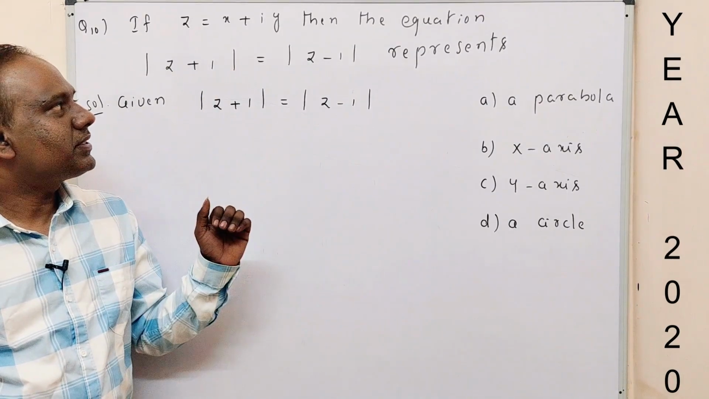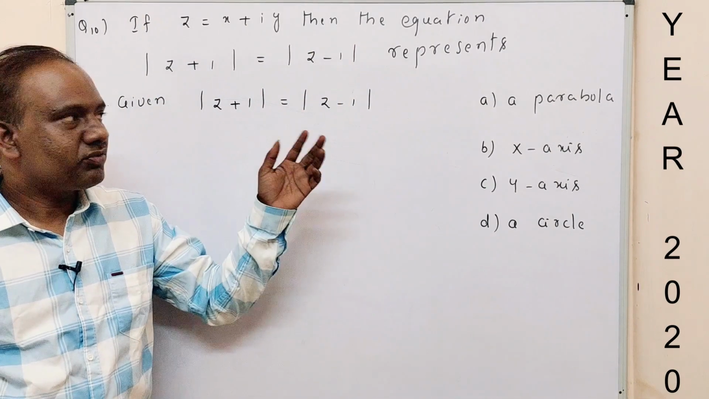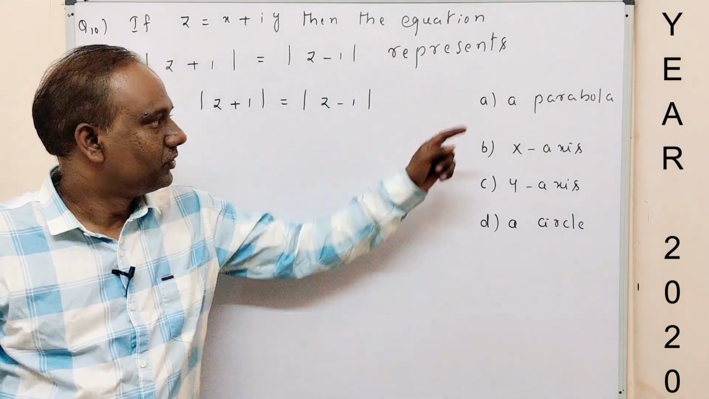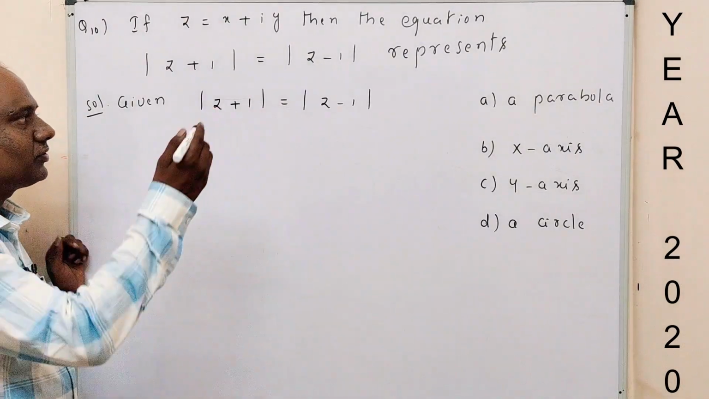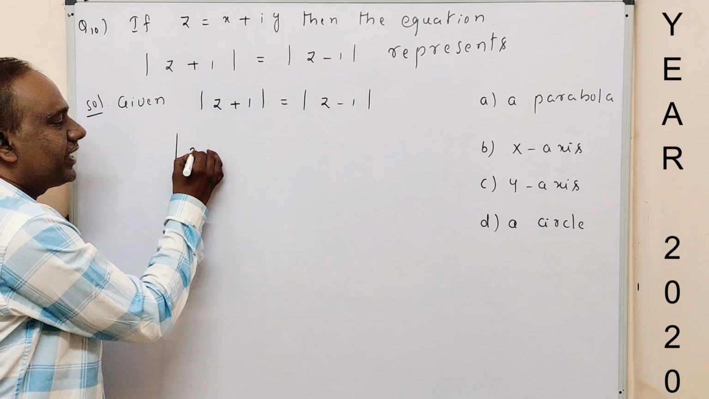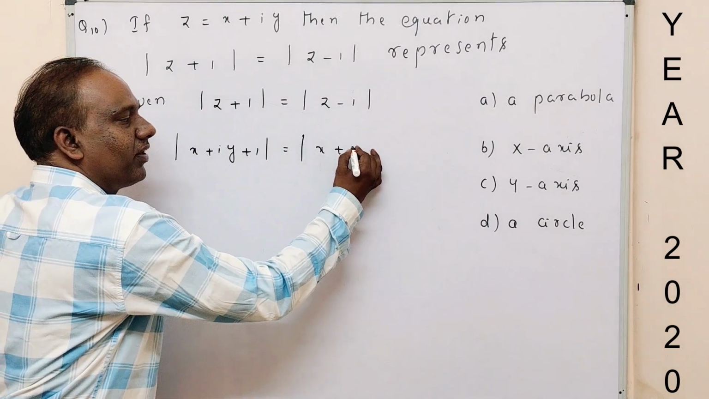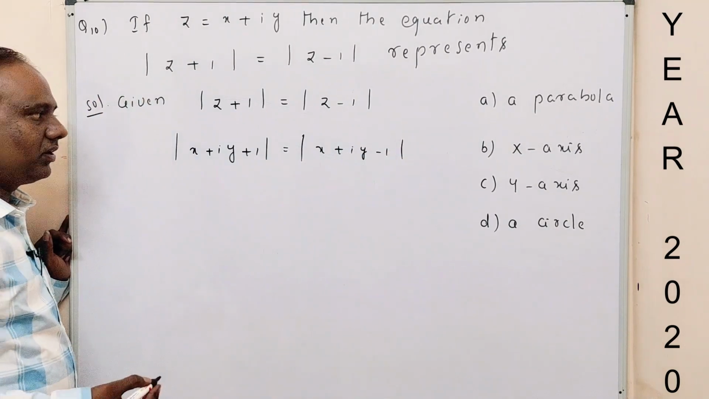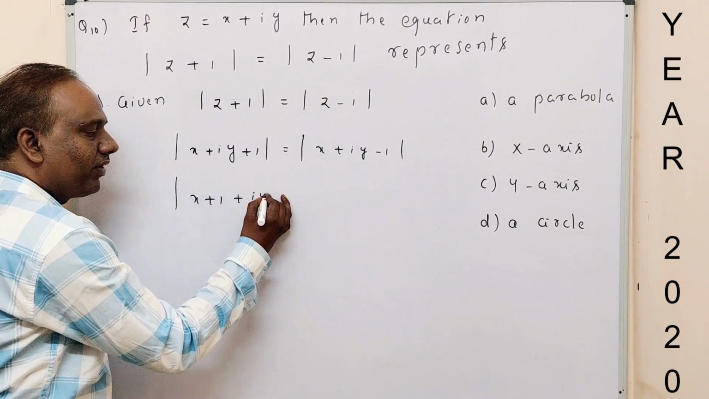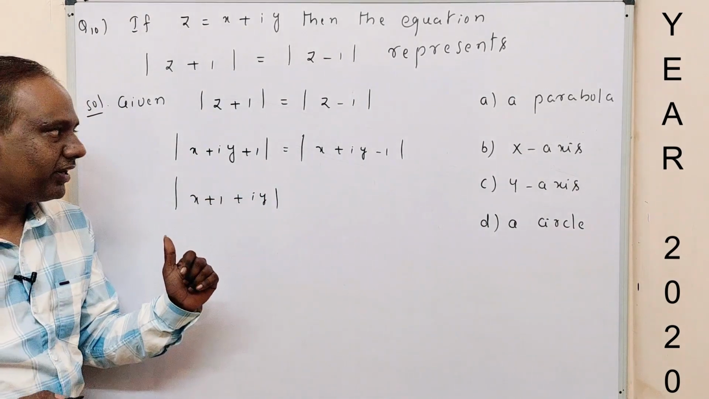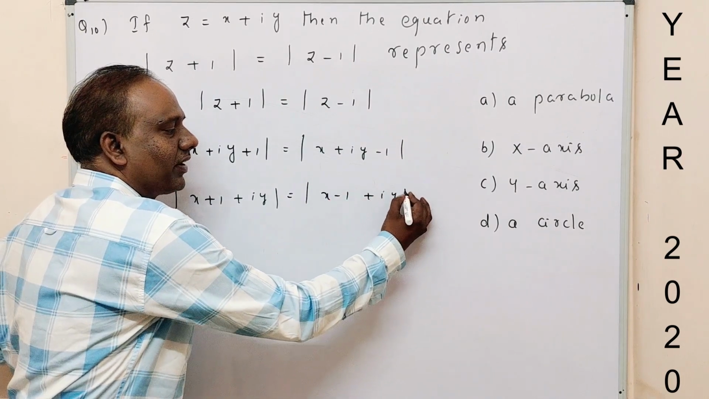If z is equal to x plus iy, then the equation modulus of z plus 1 is equal to modulus of z minus 1 represents. So these are the options. Here z is equal to, they given x plus iy. So please substitute here. So modulus of x plus iy plus 1 is equal to modulus of x plus iy minus 1. Now x plus 1 plus iy, that means I want to write the real part first here. So here also x minus 1 plus iy.